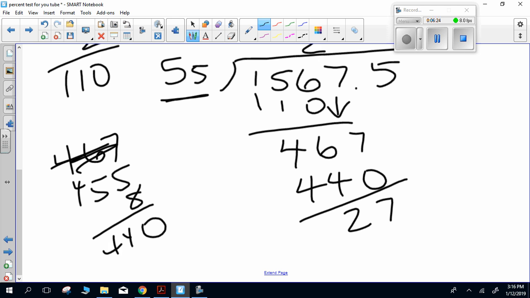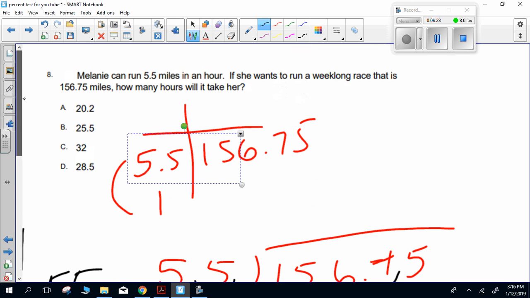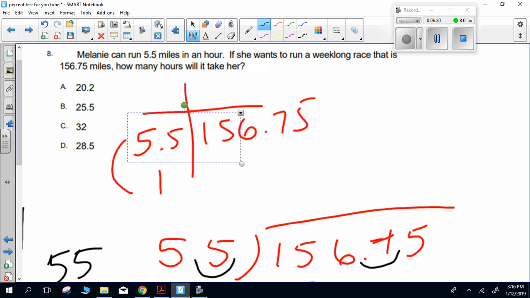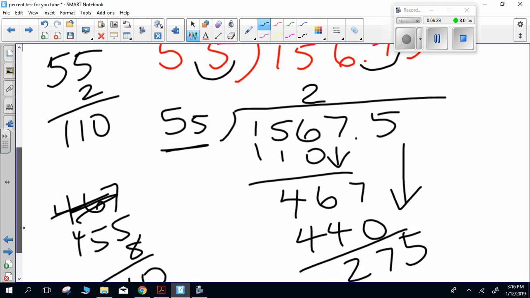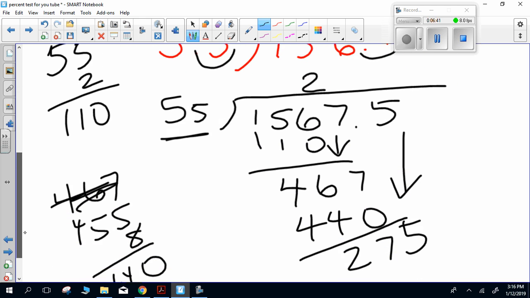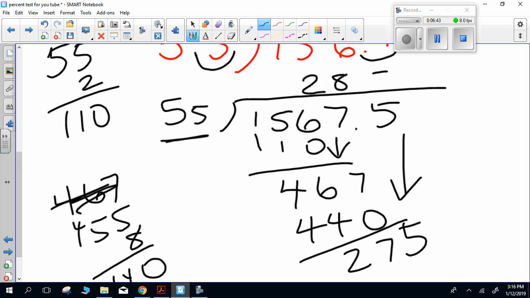Subtract, I get 27. Bring down my 5. Got an 8. And because 275 is half of 550, it is going to be 5, so it's 28.5.